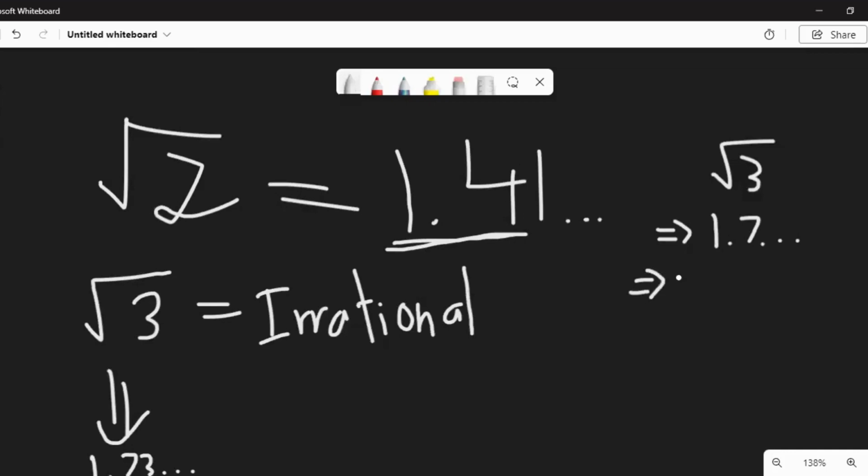So we do 10 times root 3, which will give us 17.3 and so on. It'll go on for infinity as it's an irrational number. And then what we can do over here is use our floor function.